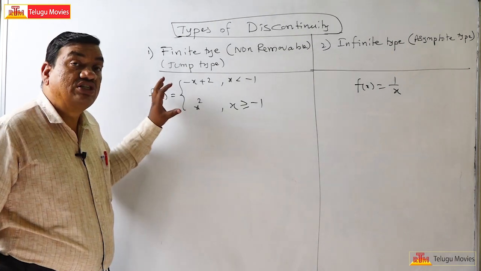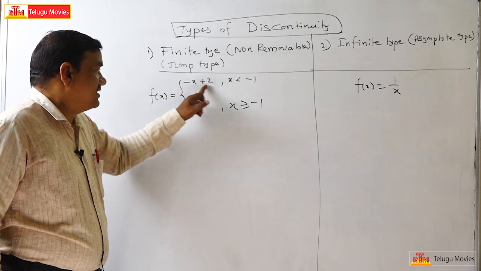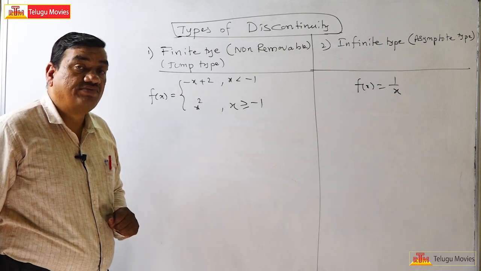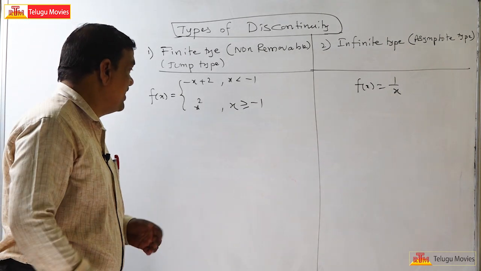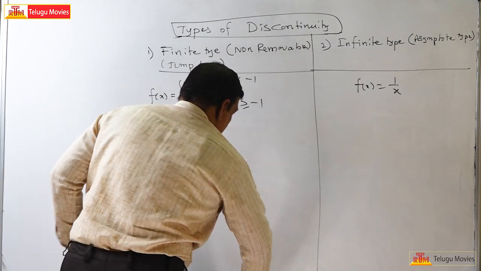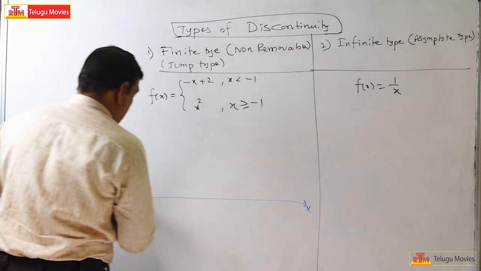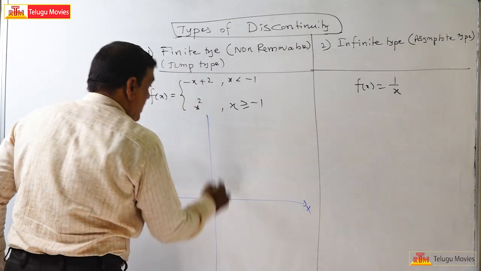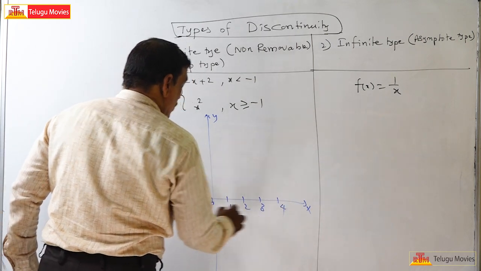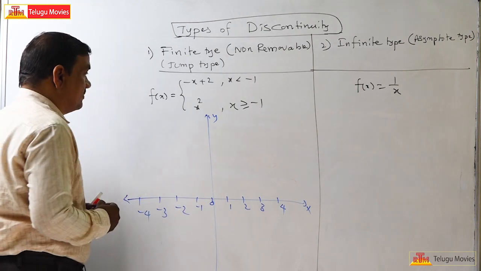F of x, the function is defined as minus x plus 2 when x is less than minus 1, and x square when x is greater than or equal to minus 1. So let us draw the diagram so that we can understand this easily. Let us take this as the x-axis and this as the y-axis. This is 0, 1, 2, 3, 4, and this is minus 1, minus 2, minus 3, minus 4.